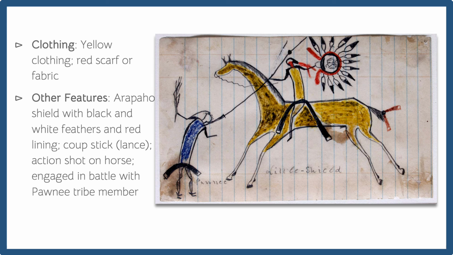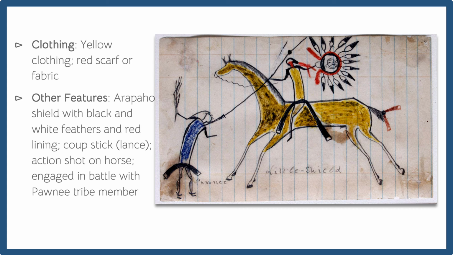How is the subject dressed? Little Shield's wearing yellow clothing with a red scarf or fabric trailing from his face. What besides the subject is displayed in the drawing? Little Shield carries a coup stick, or a lance, which is a weapon used in battle. In addition, he holds an Arapaho shield with black and white feathers in a red outline.